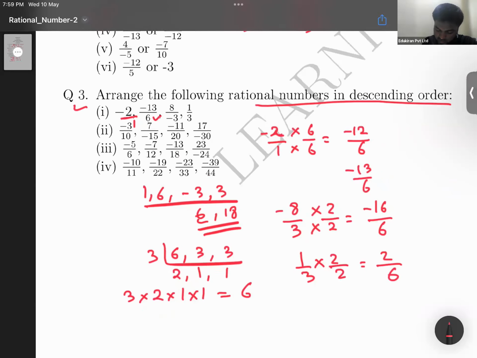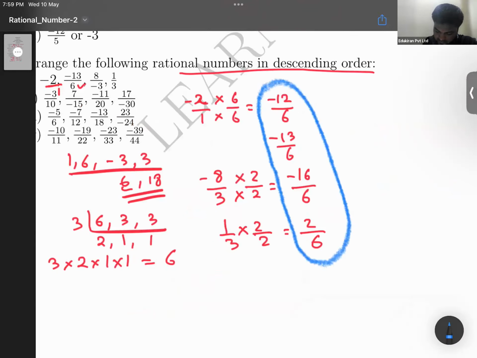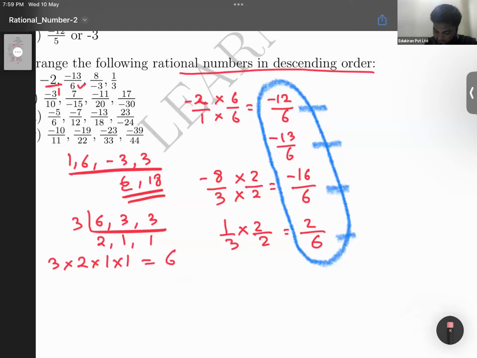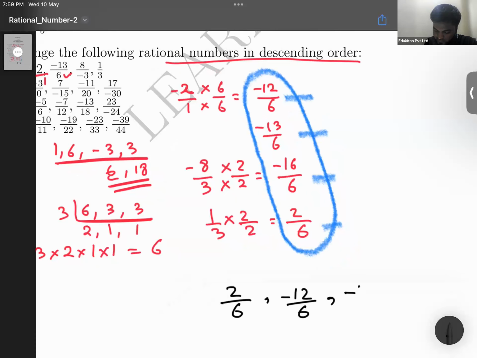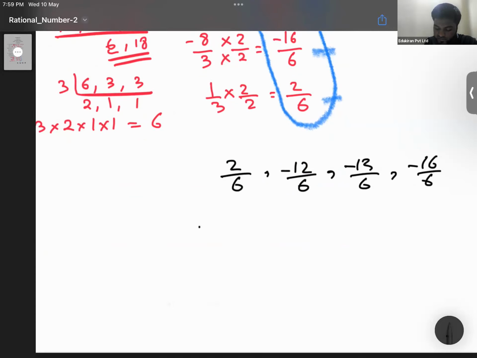Okay. So out of these four values, which one is the greatest value here? 2 by 6, obviously, because it is positive. So after 2 by 6, which is the next greatest value? Minus 12 by 6. 2 by 6, minus 12 by 6. Why? Because it is closer to 0. Yeah. Then minus 13 by 6 and minus 16 by 6. Okay. Now, since we are writing the values in descending order, we can write it like this as well. Right.